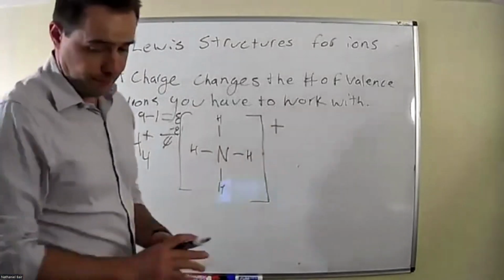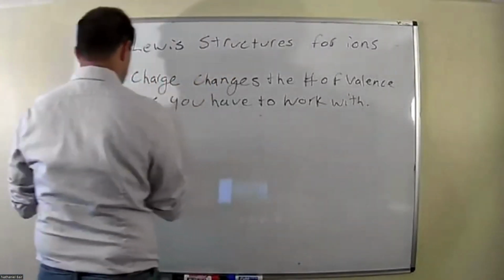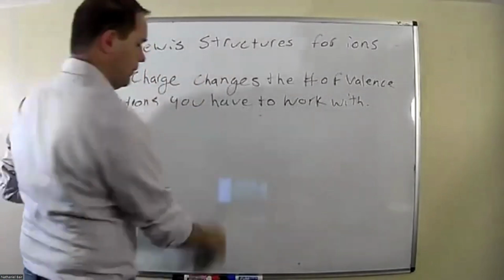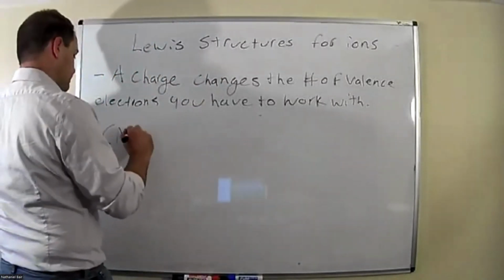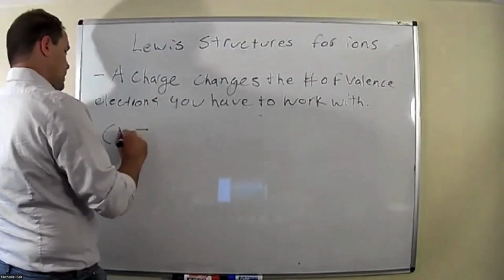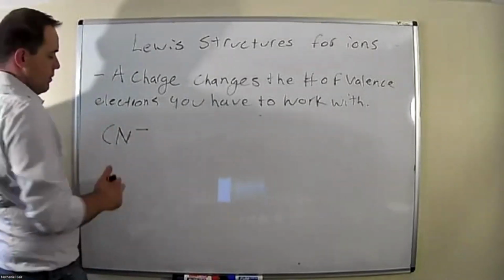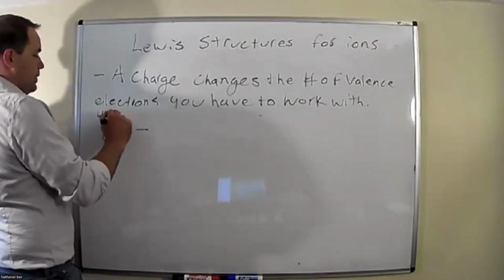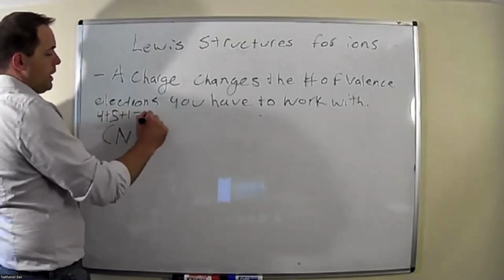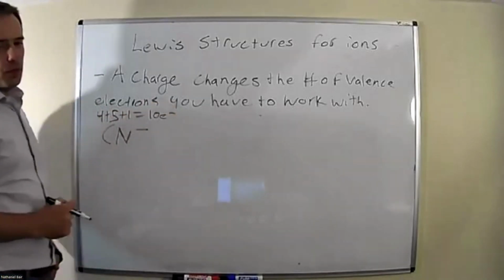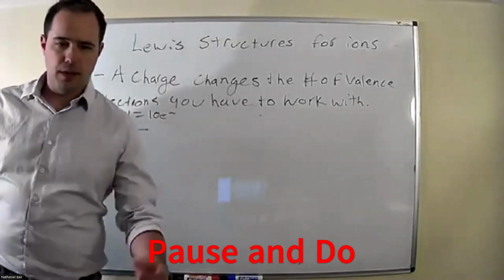Let's do an anion. Let's do cyanide. Now, this is a negative ion, which means it has additional electrons. So when we add this up, again, we got 4 plus 5. That's looking like 9. But now I have an extra one. We have 10 electrons to work with. Why don't you try and build the structure for cyanide with 10 electrons? Give it a shot.